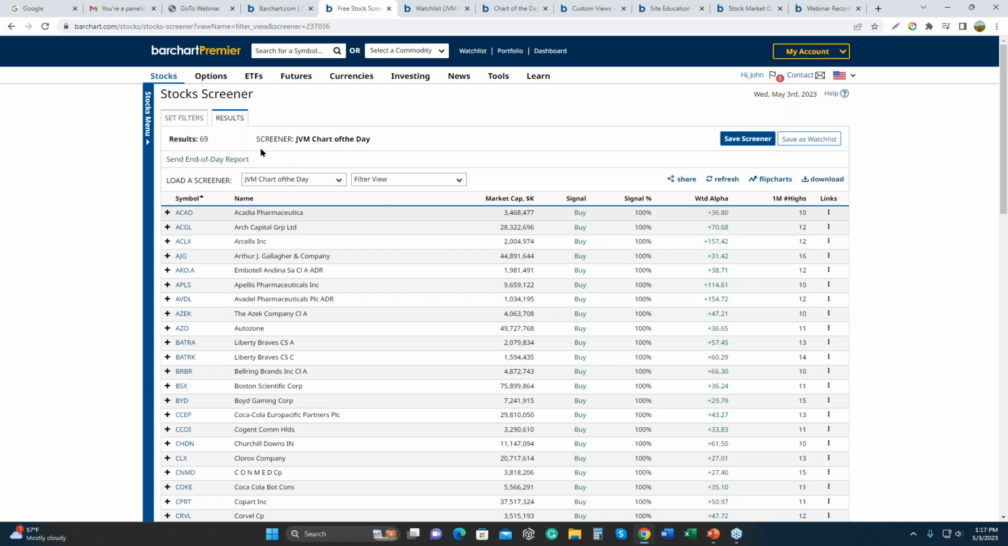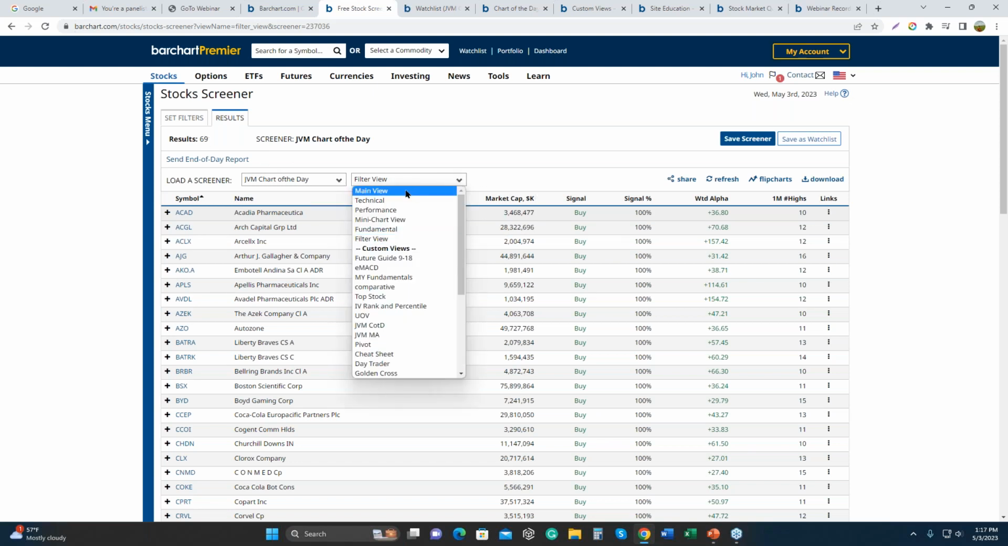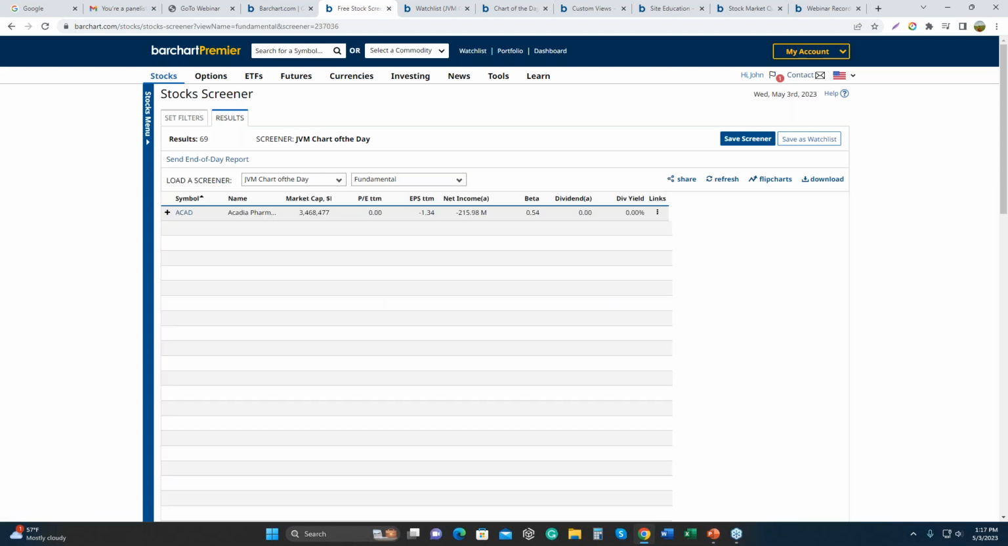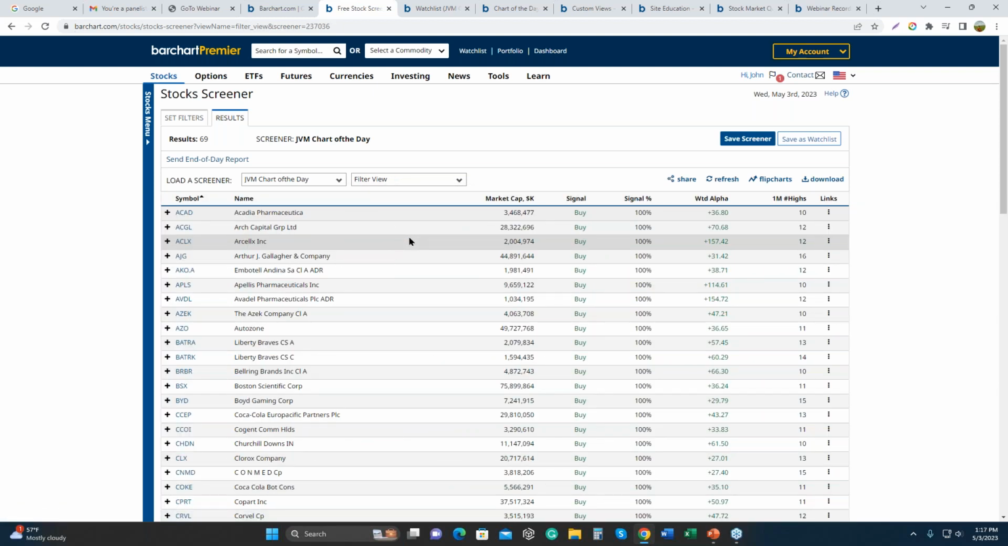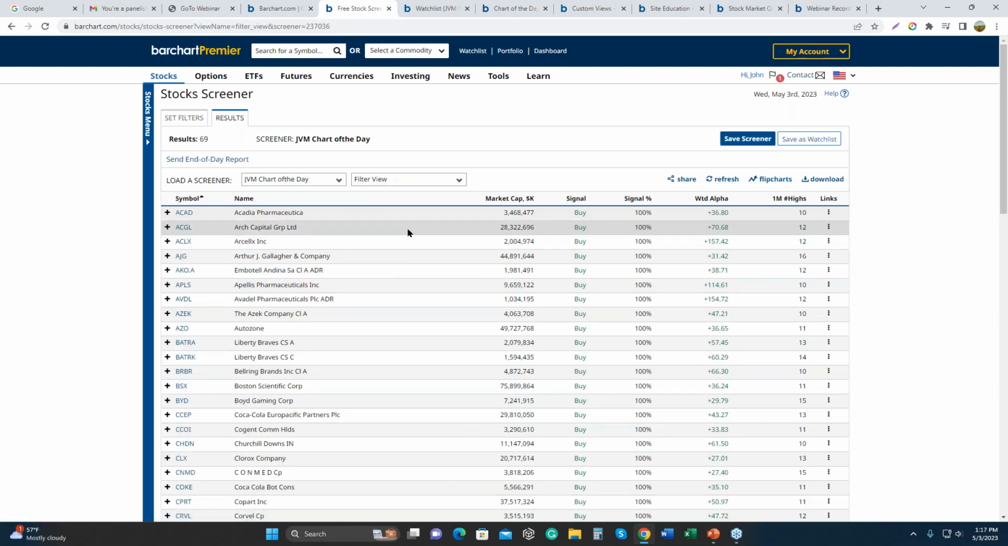Okay, so Jim's screener is now giving us 69 stocks, and Barchart gives you a main view, technical view, performance view. These are default views for us. Here's some fundamental information. But the filters that were part of his process right here is the filter field. That's what's in the selection. There's your market cap, that buy signal, the percentage signal 100%, and then your weighted alpha and your number of this.